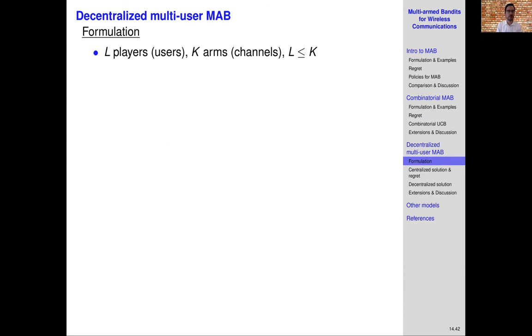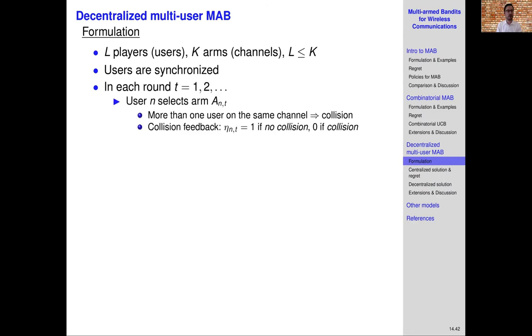In the decentralized multi-user bandit problem, there are L players, also known as users. There are K arms, also known as channels, and L is less than or equal to K. Users are synchronized. That means that they have the same clock. In each round, user N selects an arm. And if there is more than one user on the channel selected by user N, a collision happens. When there is a collision, colliding users get 0 reward. And there is a collision feedback, eta, which is 1 if there is no collision, and 0 if there is a collision.